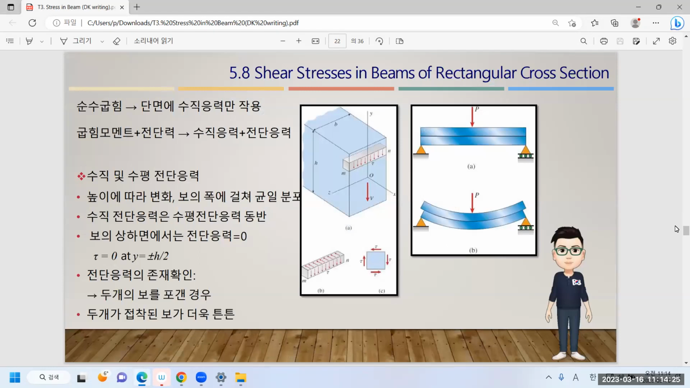Okay, so now we talked about the pure bending cases, which means that you can see the cross section here, and the vertical stress is going to be applied. And as I mentioned earlier, all the video materials and assumptions are summarized here. You can read it, and then you can clearly understand what I'm talking about.